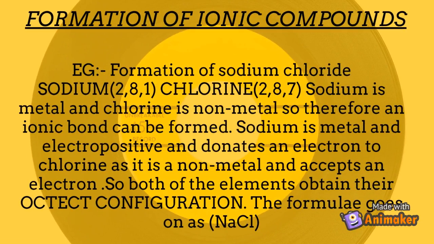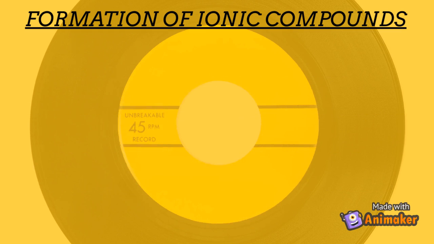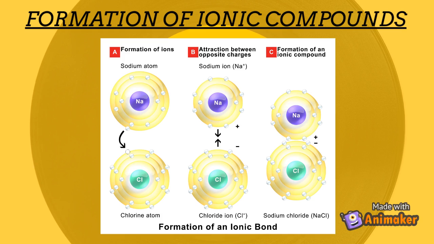I will give you an example here. Now let us learn the formation of sodium chloride. Sodium is a metal and chlorine is a non-metal. As we all know, sodium has an electronic configuration of 2,8,1 while chlorine has an electronic configuration of 2,8,7. So sodium loses one electron to complete its octet configuration, and chlorine gains an electron to complete its octet configuration. Therefore, a bond is created between these two elements, and sodium chloride, that is NaCl, our common salt, is formed.